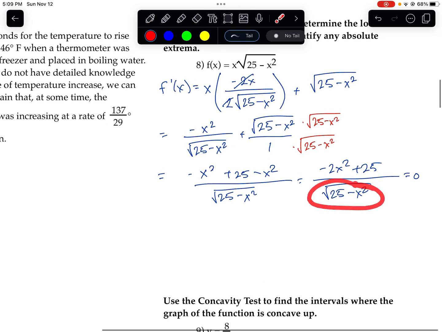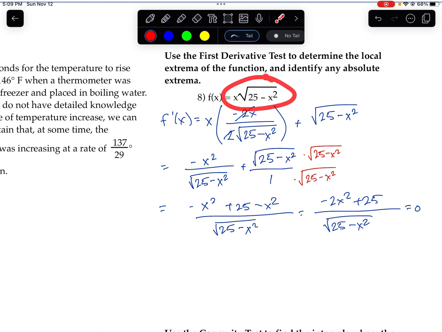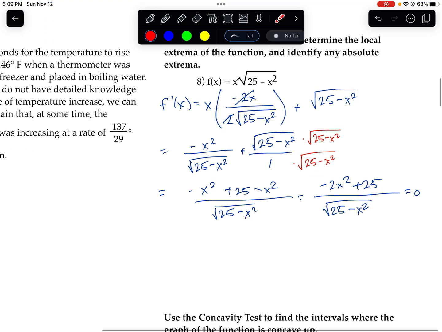The thing about the denominator, why we're not going to really worry about that, is because it will be equal to 0 when x is positive or negative 5. And that's going to be the endpoints here, so it's not going to matter too much. And then here, we'll set the numerator equal to 0.